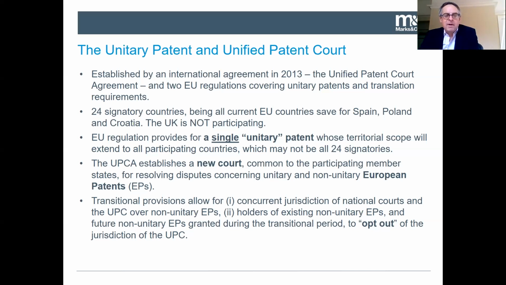Lastly, there are very, very important transitional provisions, and these are to do with the concurrent jurisdiction of national courts and the UPC in the participating countries, and also to do with the ability to opt out national, when I say national European patents that are not unitary, for where the proprietors do not wish those patents to be part of the system. That's very, very important, and we will be covering that in a lot of detail.